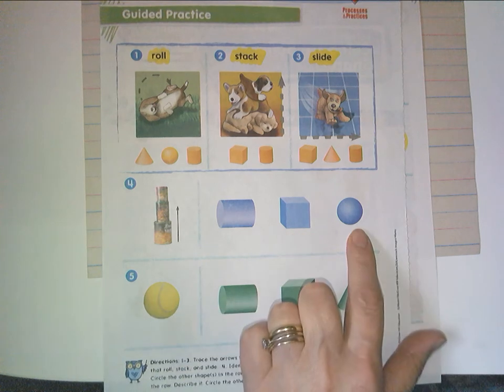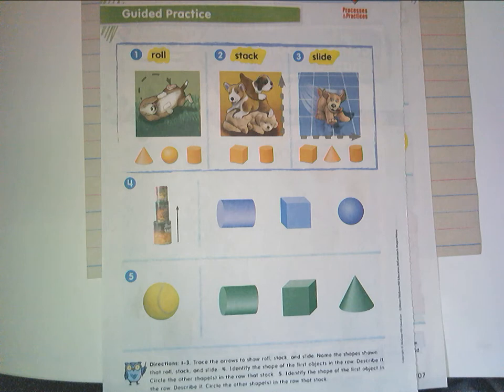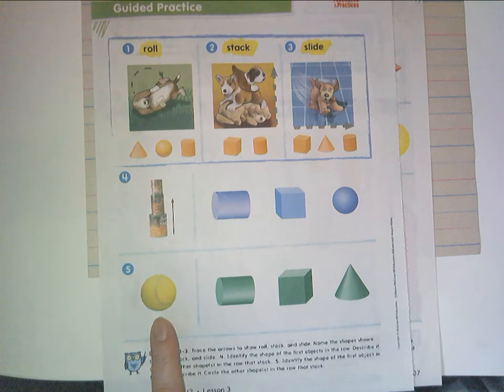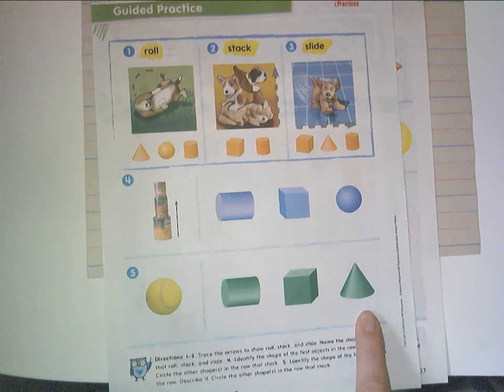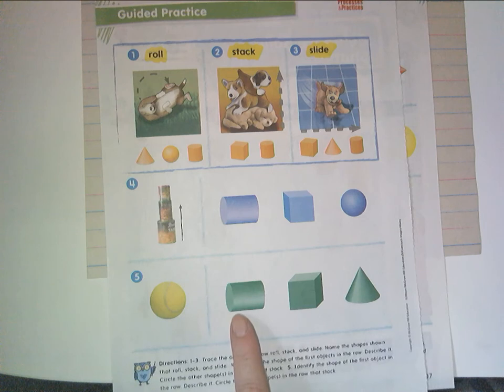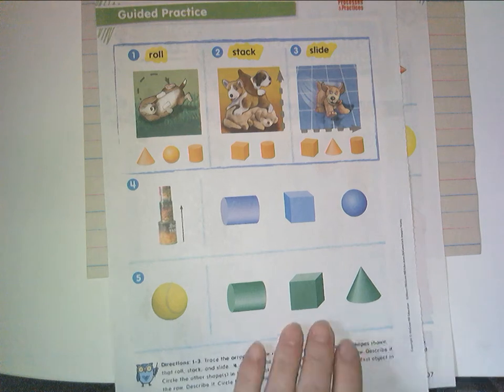Can you stack a sphere? You circle the ones that you can stack. Then you look at this tennis ball, and then you decide which of these shapes can roll. It has to have a rounded side in order to roll. Circle these shapes that roll.